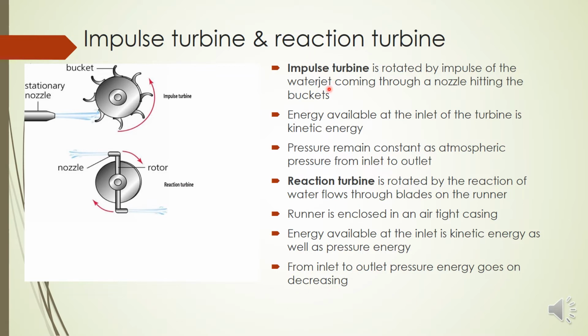So you can see here the major difference. The first one works by the impulse of the water jet coming through a nozzle, but here it works by the reaction of water flowing through the blades on the runner. Another point is that the energy available in an impulse turbine is only kinetic energy, but here kinetic energy as well as pressure energy is available. And the last point is that in an impulse turbine the pressure remains constant from inlet to outlet, it is atmospheric pressure, but in a reaction turbine the pressure energy decreases from inlet to outlet. So these are the major differences between impulse turbine and reaction turbine.